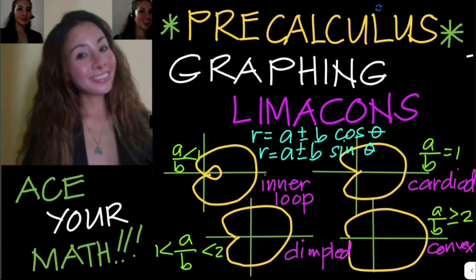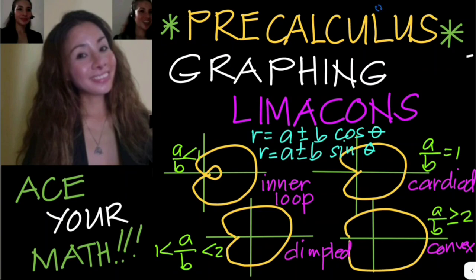In this video, you will learn how to graph polar equations, specifically Limacons and each of its types, which are the inner loop, cardioid, dimpled, and convex Limacon. And you'll be able to identify which type of Limacon it is based on the ratio of A and B.